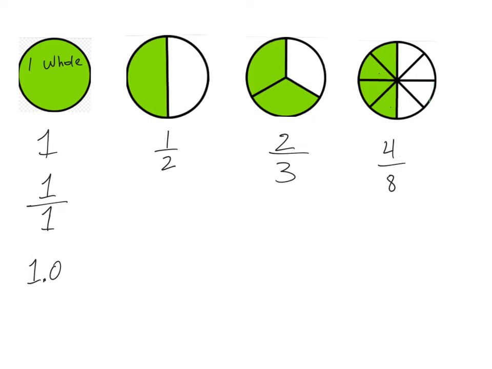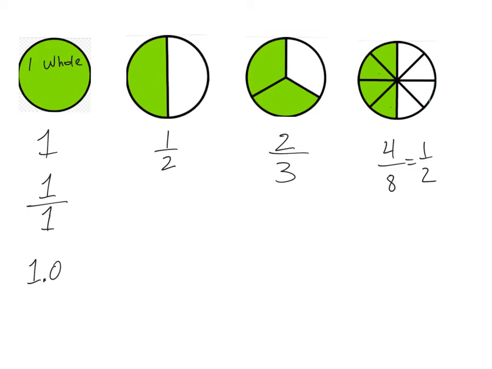Now here's a funny thing. What if you just look at this from the whole perspective? How much of this one right here is shaded in? Hopefully you've thought 1/2. So that is a simplified or equivalent fraction, right? And we got that by dividing the top and the bottom by the greatest common factor, right?